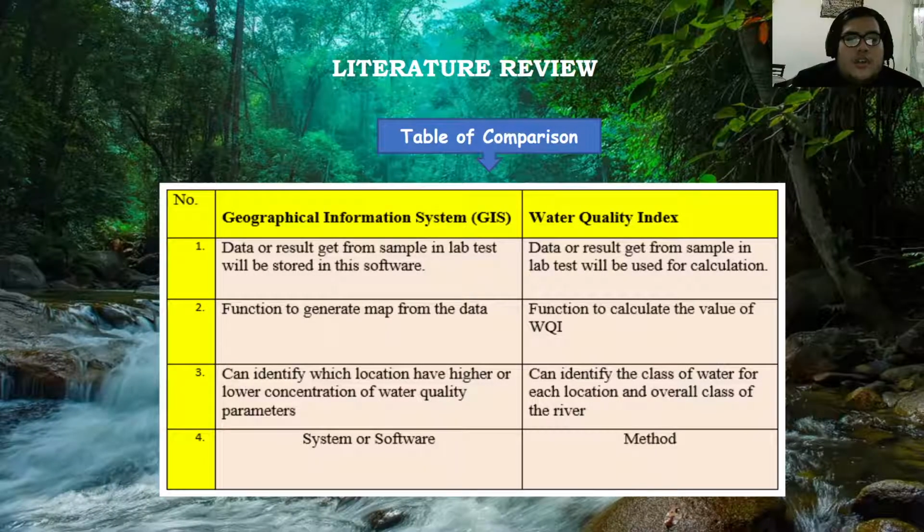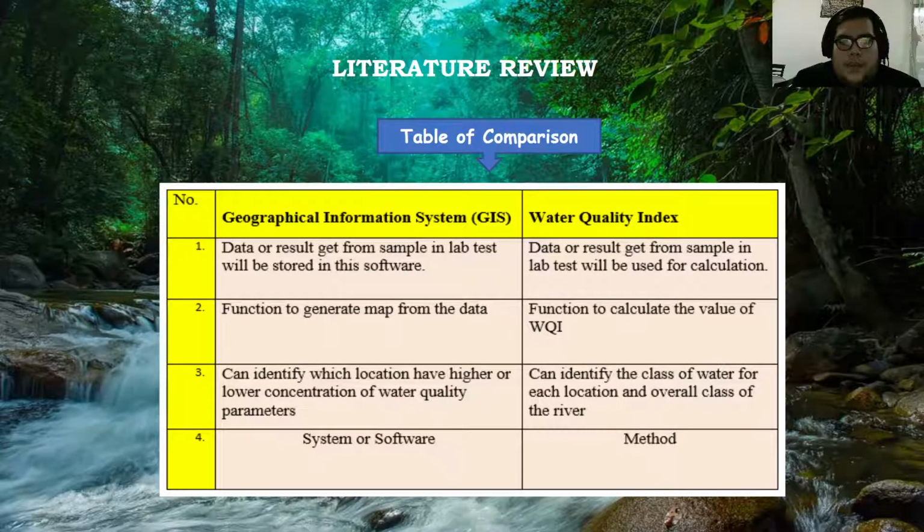Next, I will proceed with the literature review, where I will compare GIS and the water quality index. The first comparison is that data or results from the lab test are stored in the software for GIS, while for the WQI, the results from the samples are used for calculation. The next difference is that GIS, or Geographical Information System, is used to generate maps, while the WQI is for the calculation of WQI.